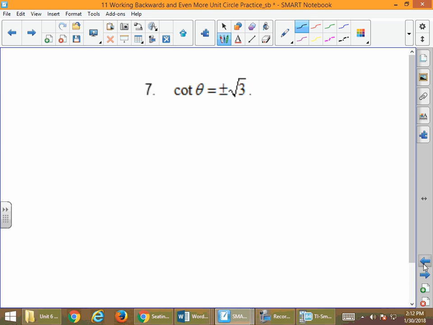Number 7 says the cotangent of theta is the square root of 3, and its positive or negative value. The thing that may be true for you, that's true for me, is that I don't really know my cotangent values. But what I do know about cotangent is that it's the reciprocal of tangent. So I want to look at this from the perspective of tangent. Again, tangent is the reciprocal, so this is going to be 1 over the square root of 3 when I take the reciprocal.